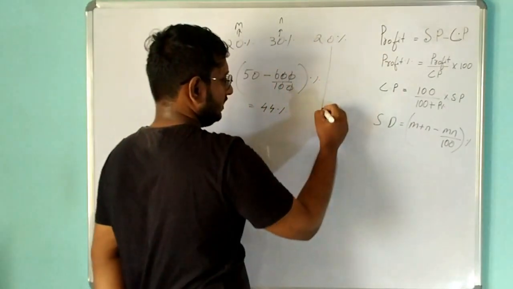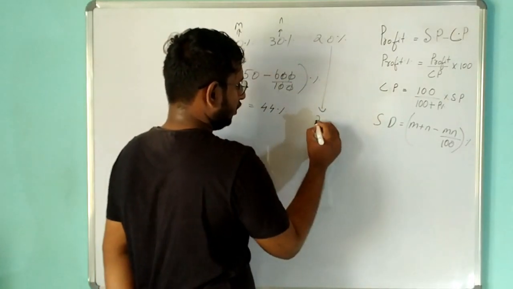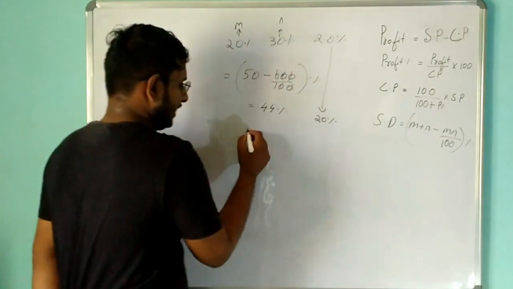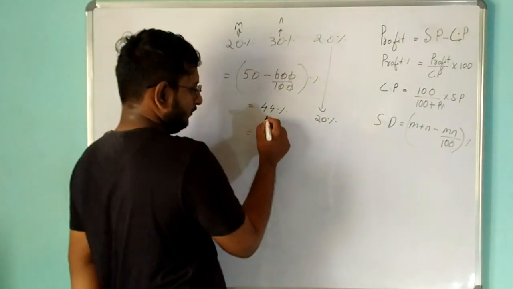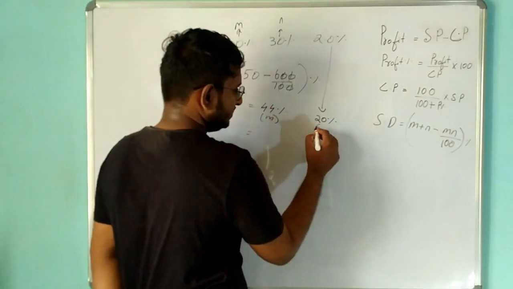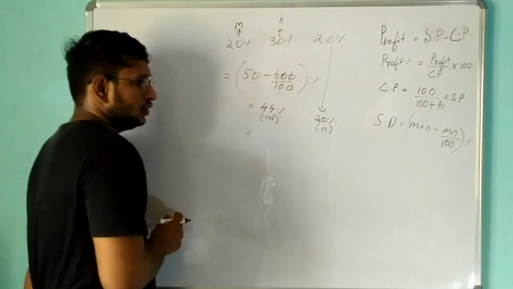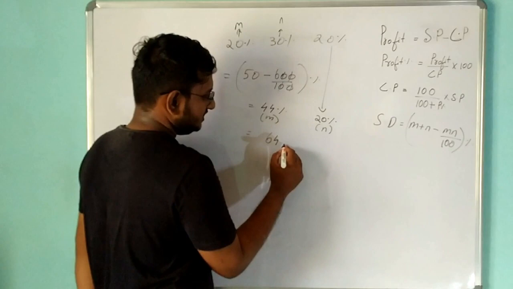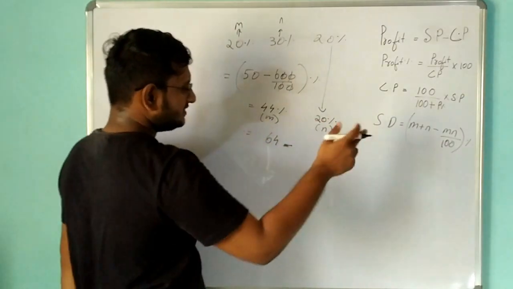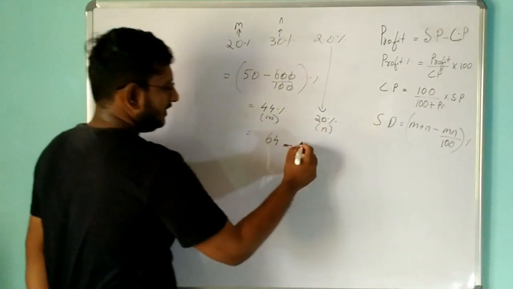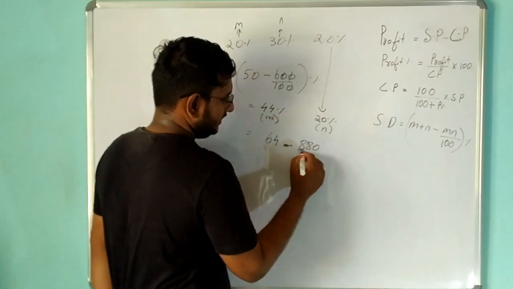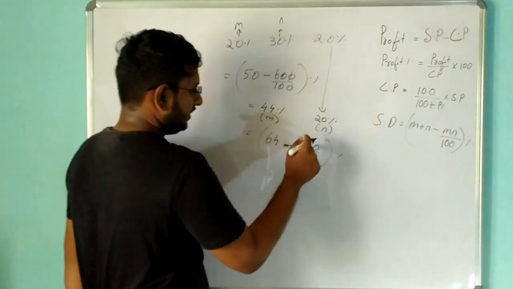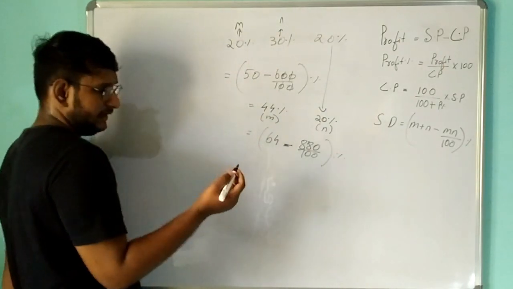Now we have to find the single discount for these two, that is 44% and 20%. Again using the same formula. So m will be 44% and n will be 20%. So m plus n will be 64% minus m into n. So m into n will be 880 divided by 100%, right? So we can cancel this.